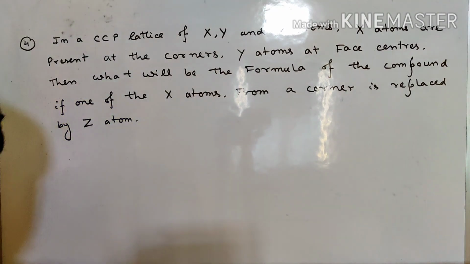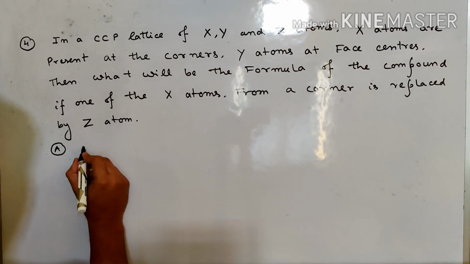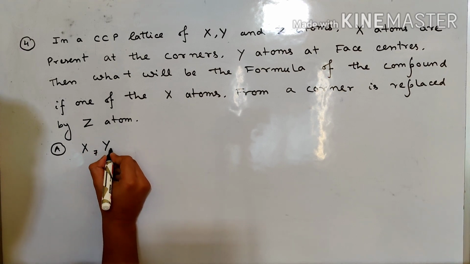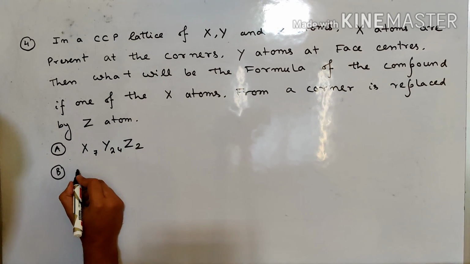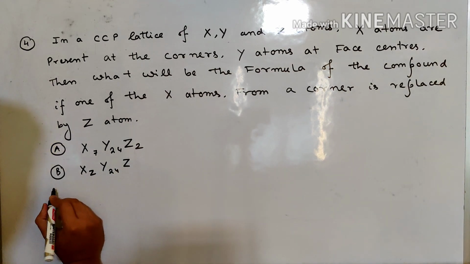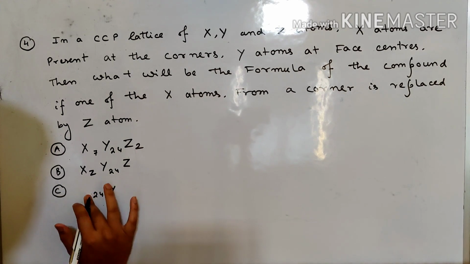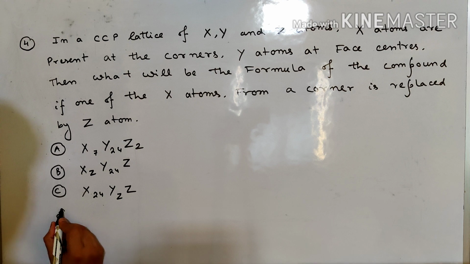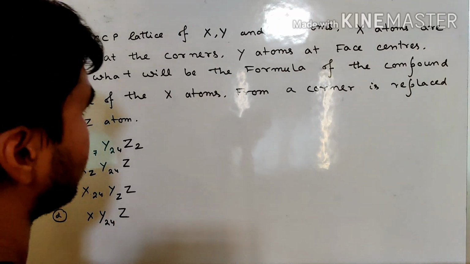See the question carefully. Options are also given. So here I am writing the options as well. Option A is X7, Y24, Z2. Option B is X7, Y24, Z only. Option C, X24, Y7, Z. Option D is X, Y24, Z. Let us see.